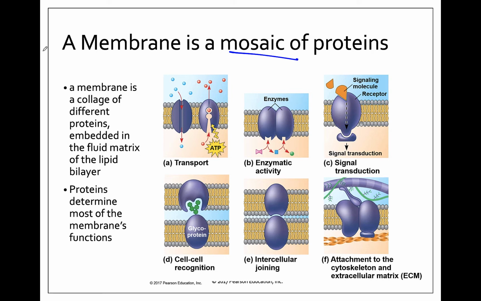Proteins are not random. Cells create the proteins that they need in their environment. They can add and remove proteins as needed. So the mosaic property of a membrane, the many different colors or many different functions that the membrane has, is based upon the many different proteins that the membrane employs.